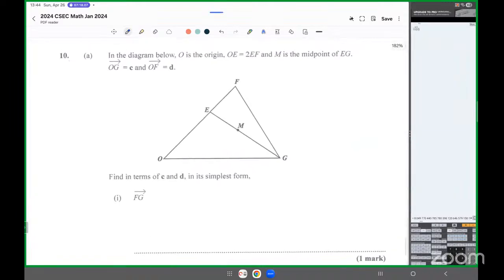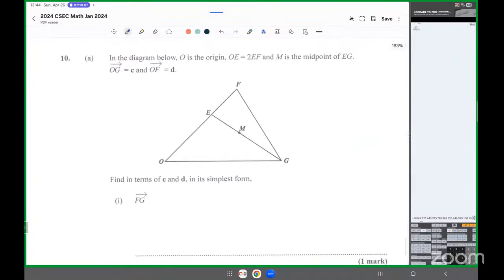This question says, in the diagram below, O is the origin right here, and OE is 2 times EF. OE is 2EF, so I make a note of that. So this is 2 parts to 1 part, because of 2 EF in it. See that? So this point divides the line in the ratio 2 to 1.